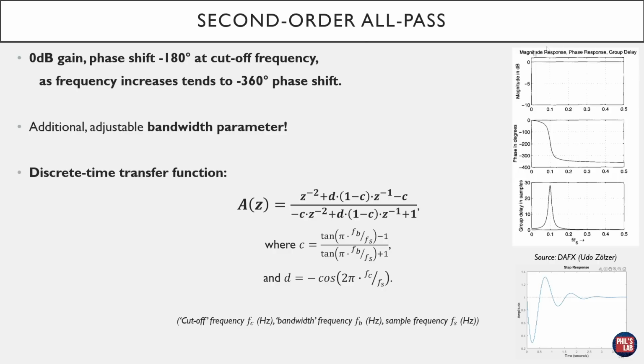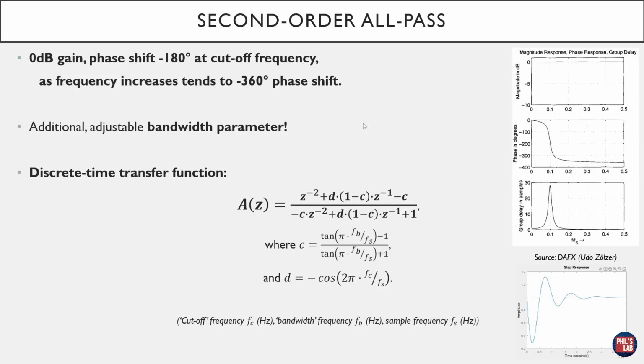Again, on the right-hand side, we can see that. So a flat 0 dB magnitude response and a phase response that starts at 0 at DC, goes through the cutoff frequency where we have minus 180 degrees, and then tends to minus 360 degrees as we go closer to the Nyquist limit.